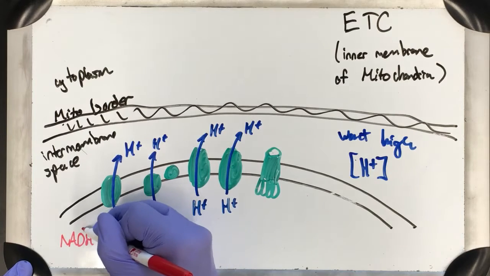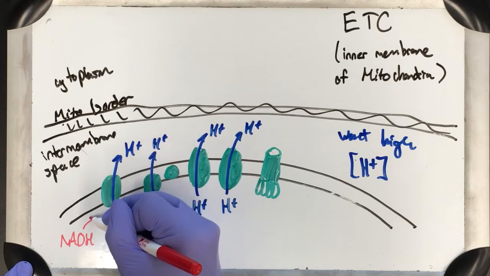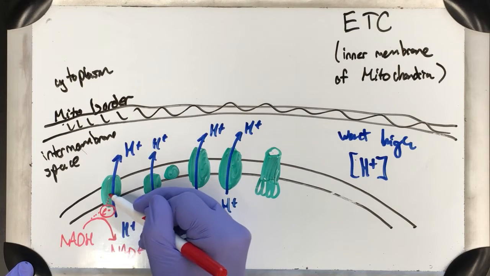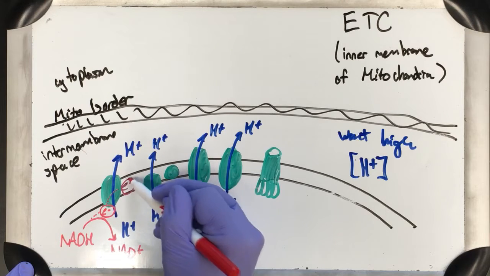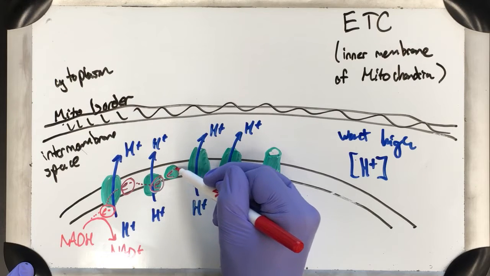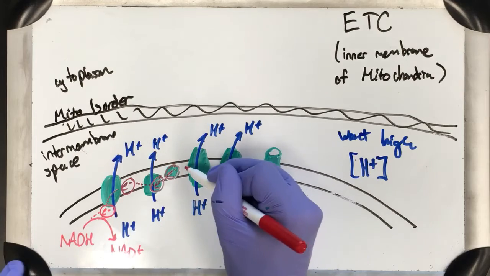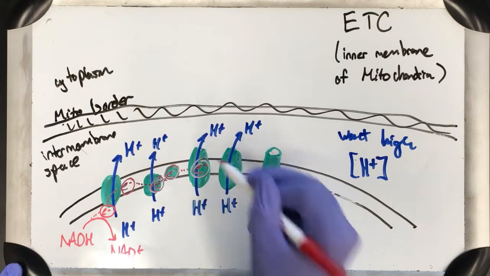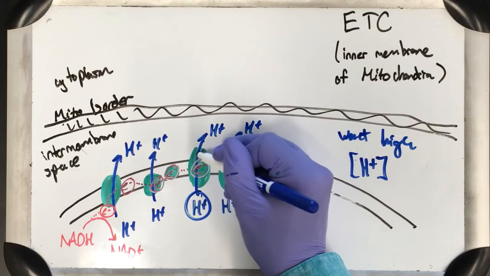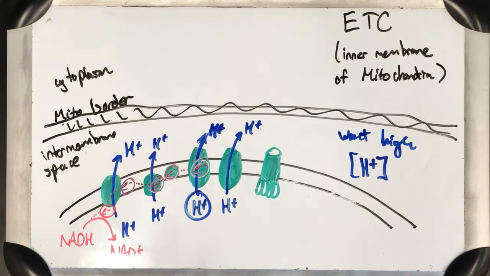NADH donates an electron and becomes NAD+. See that little electron? That's going to power through each of these complexes and power each proton, or little hydrogen ion, the little plus. Each time the electron goes through, that's what's powering this through here. That's where the power comes from, is that electron.